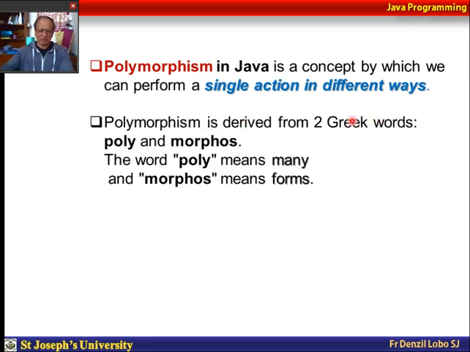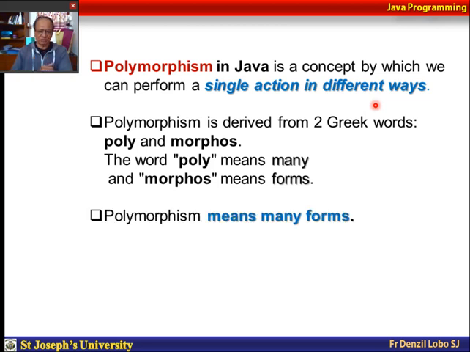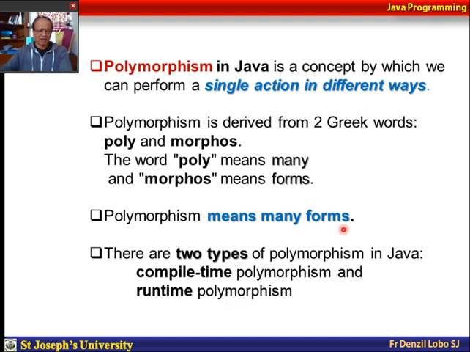The word polymorphism is derived from two Greek words, as you see, poly and morphos. Poly means many, and morphos means forms. So many forms, again going back to single action in different ways, or the method will have many forms. So polyform means many forms.